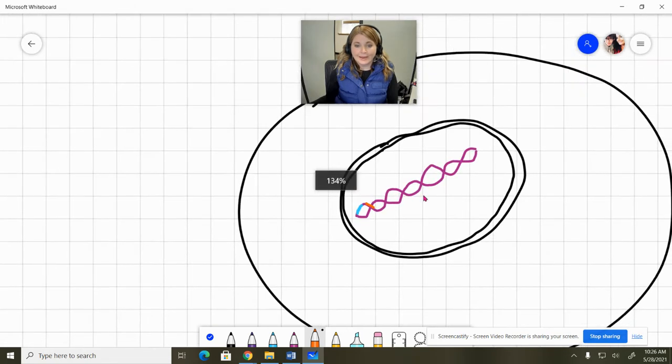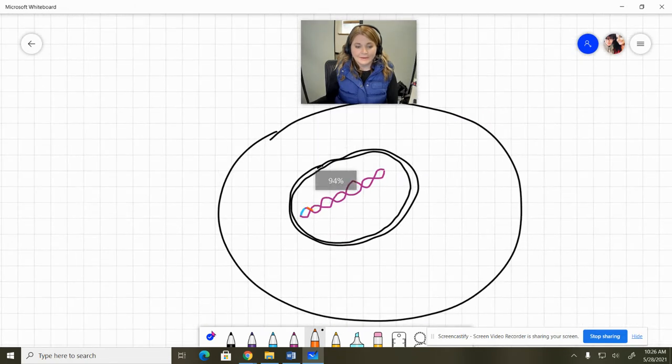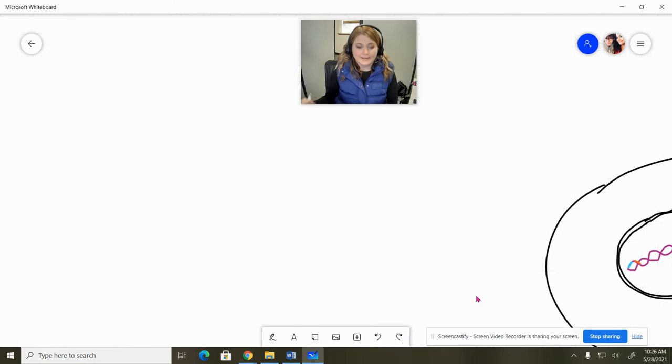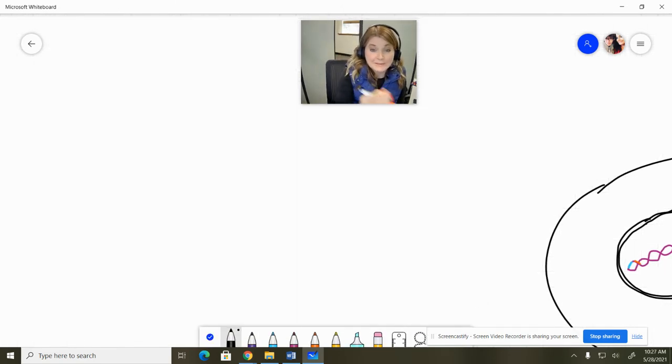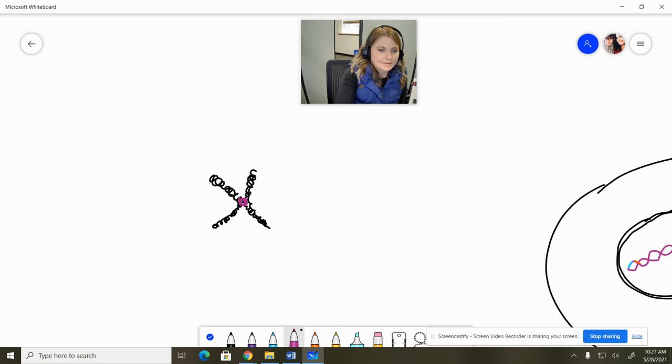So again, the DNA is all coiled up together around these histone proteins, and it forms long compacted structures that we call chromosomes. They're joined together there with what we call the centromere.